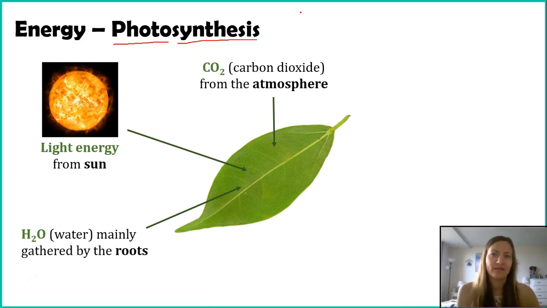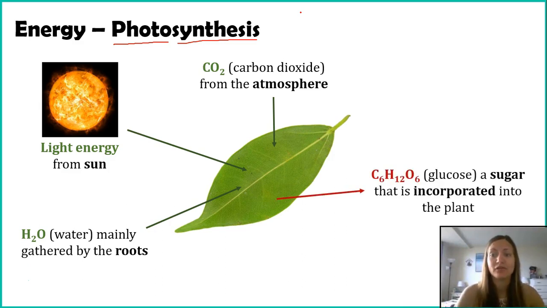So now our plant leaf has all these ingredients. It's got sunlight hitting it, it's absorbed carbon dioxide from the atmosphere, it's soaked in water from the roots, and we have everything that we need. And so what the plant does with that, using that light energy, is split these molecules and rearrange these molecules. So one of the things that it makes is sugars.